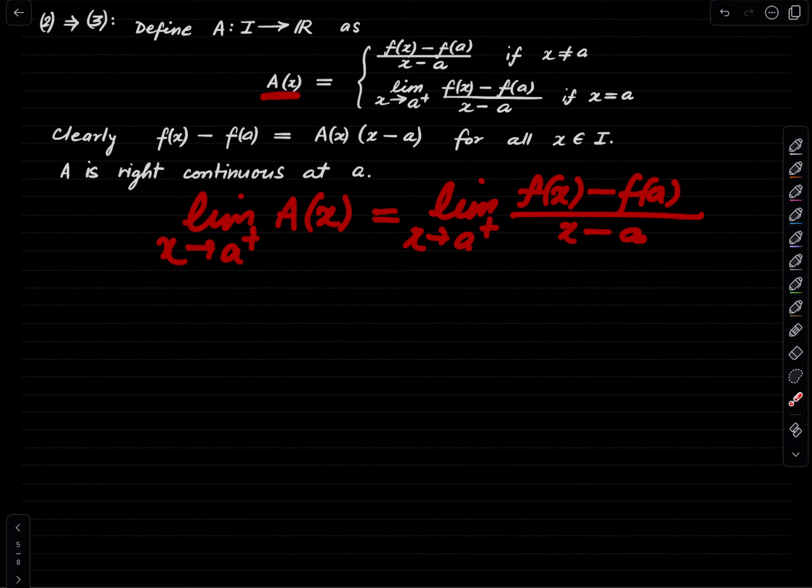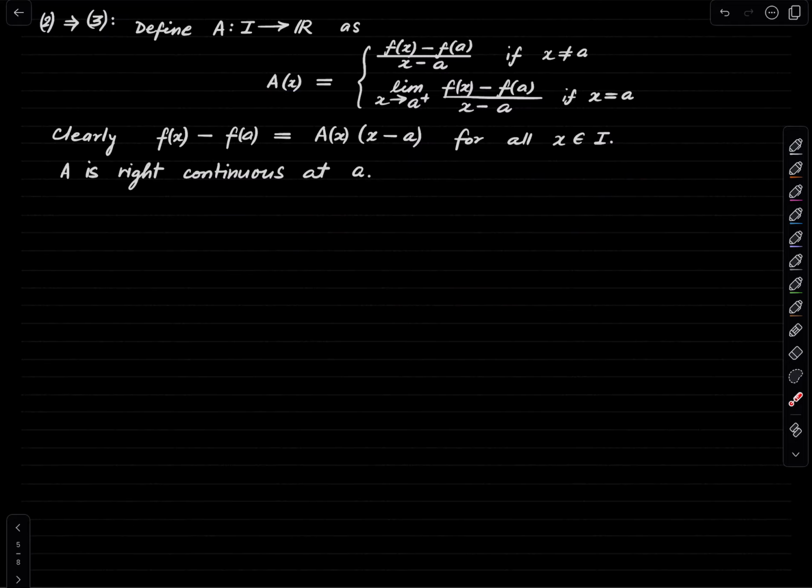This is that limit, but this is equal to the value of capital A at little a. And therefore, capital A is right continuous at little a, and this is one of the things that we discussed in one previous lecture. So A is right continuous at a, and therefore this proves 2. This was exactly the statement of 2. And now 3 implies 1, and this will finish the proof.